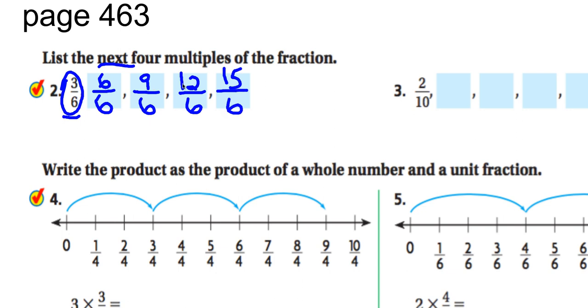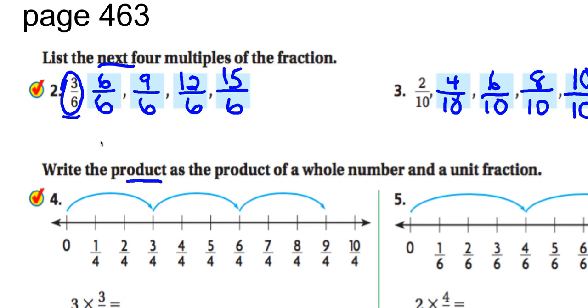Remember, the denominators are staying the same because this is addition of fractions. And when the denominators are the same, it remains the same. We're actually just adding the numerators, right? So here, 2 tenths, 4 tenths, 6 tenths, 8 tenths, 10/10. Right?